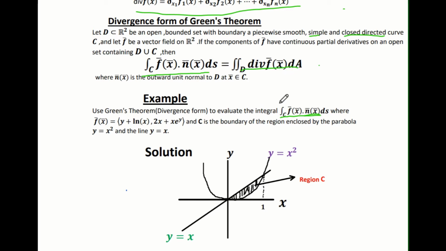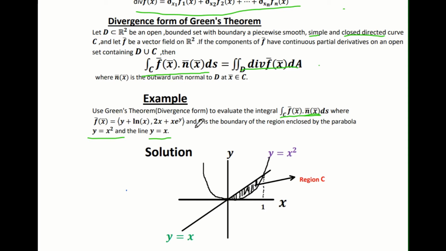So we're going to be using the divergence form where F is given by this and C is the boundary of the region enclosed by the parabola y equals x squared and the line y equals x. When solving this, the most important part, which is where most students are likely to get it wrong, is determining the integration limits. If you get that right, everything should just follow easily. To determine the integration limits, you're going to have to draw your region.